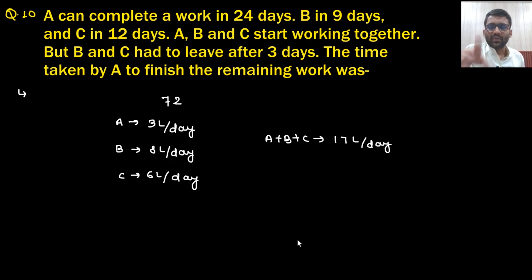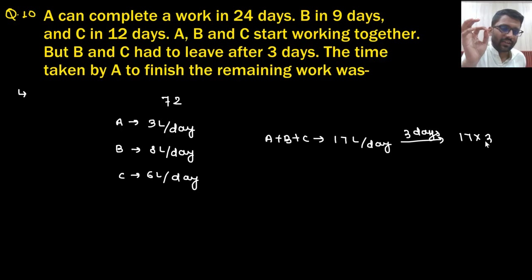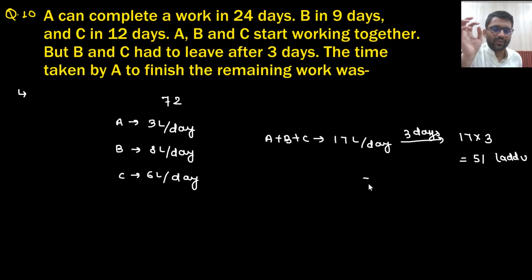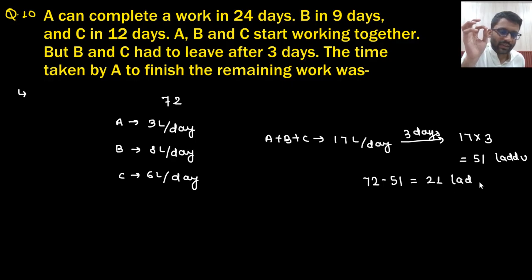But B and C had to leave after 3 days. That means they worked together for 3 days. So they have eaten 17 into 3, 51 laddus. Now B and C are leaving. So how much work is left? Work left is 21 laddus. So 21 laddu has to be eaten.